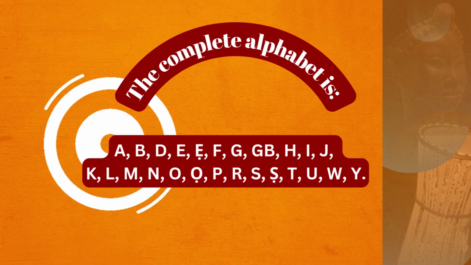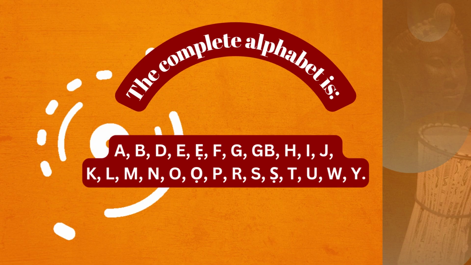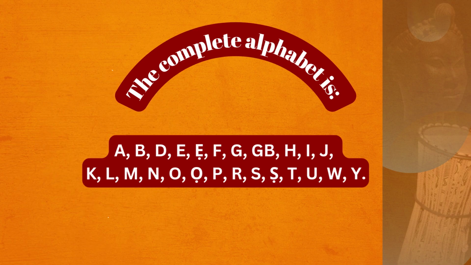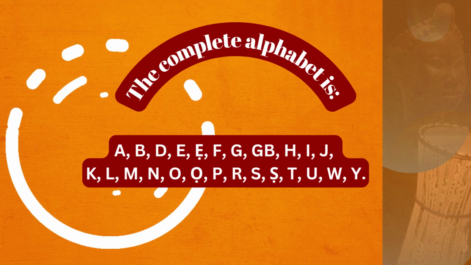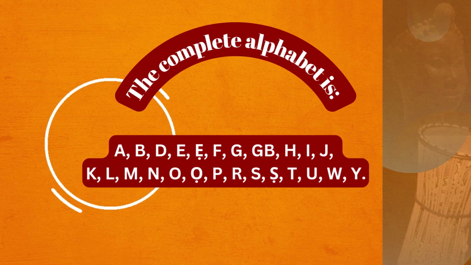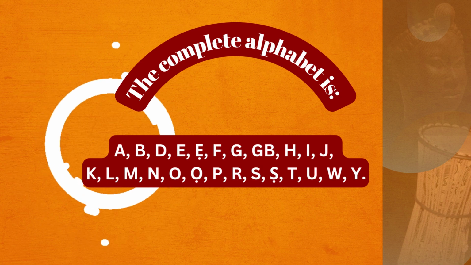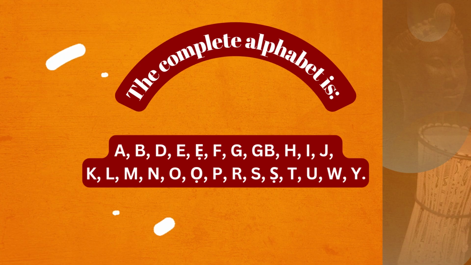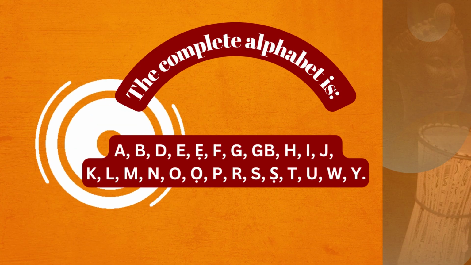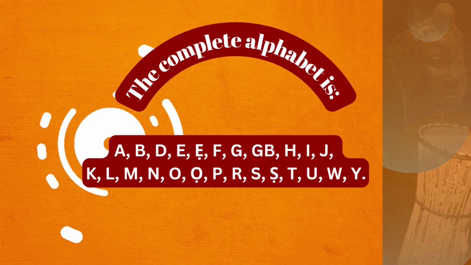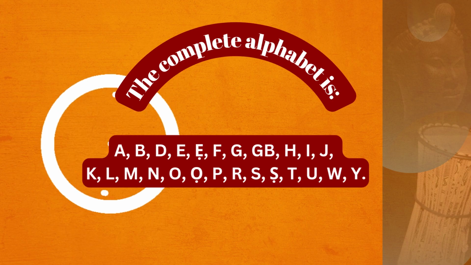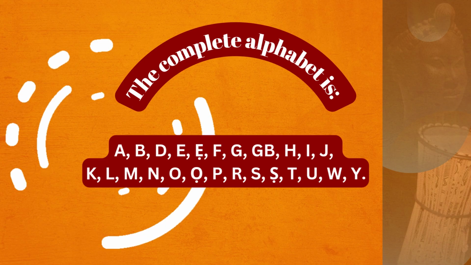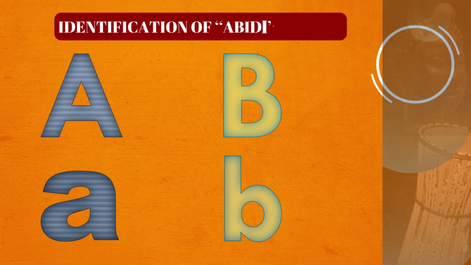Ẹ jẹ́ n pè lẹ́ẹ̀kan sí. A, B, D, E, F, G, Gb, I, J, K, L, M, N, O, P, R, S, Ṣ, T, U, W, Y. Gbogbo wọ̀nyí ni Abidi Yorùbá tí gbogbo ẹ jẹ́ márùnlélógún. Márùnlélógún ni gbogbo Abidi Yoruba. Now let's move forward to identification of each of these letters.